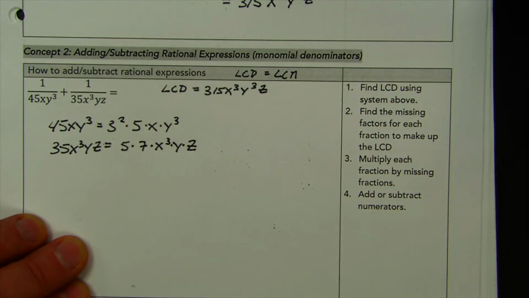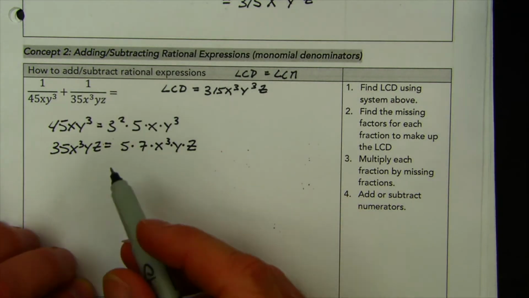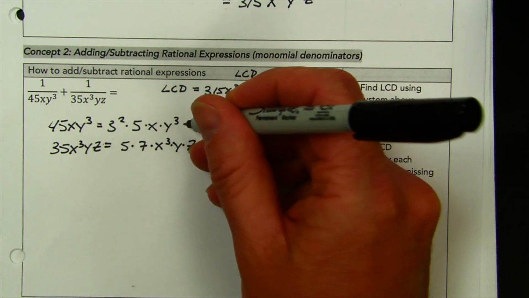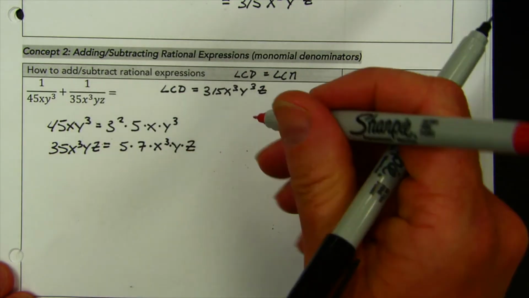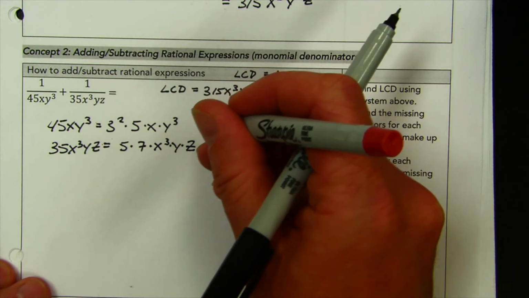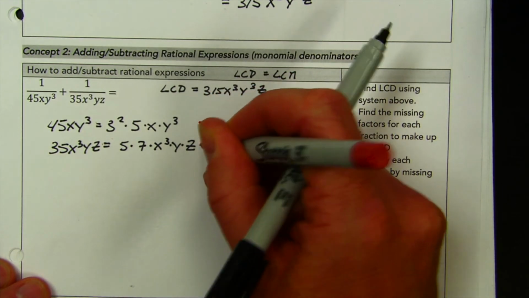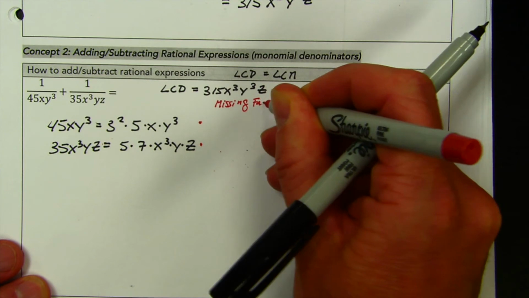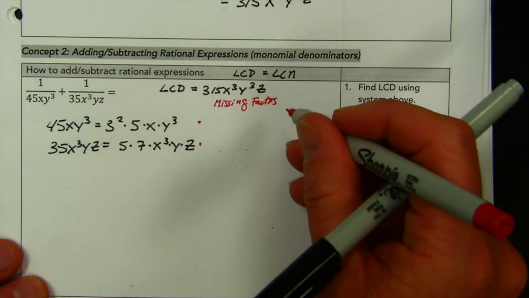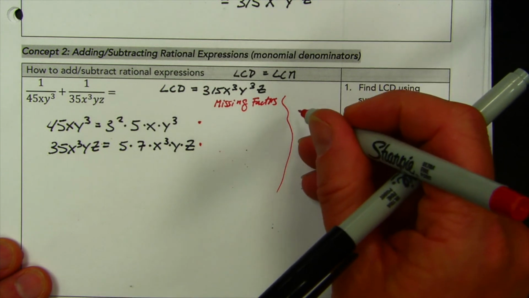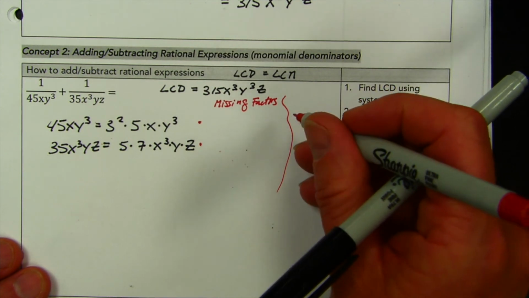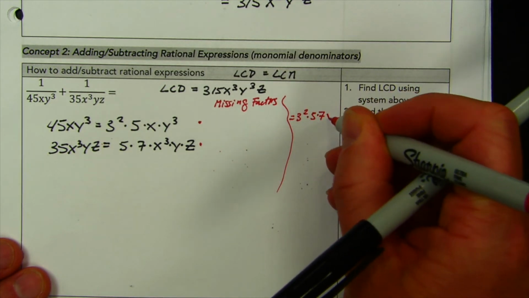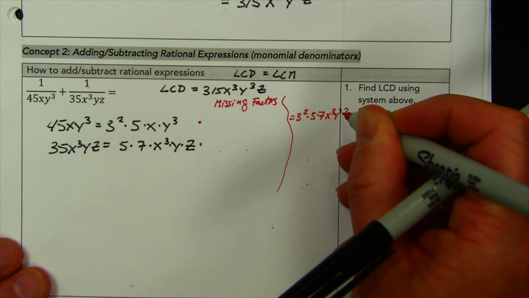Okay, so my LCD, I'm going to write it right here, spacing things out the way I'm spacing them. I'm going to multiply here and color code things. I'm going to call this missing factors. And this all needs to equal my LCD, which is 3 squared times 5 times 7 times x cubed y cubed z. And I try to squeeze it in there.